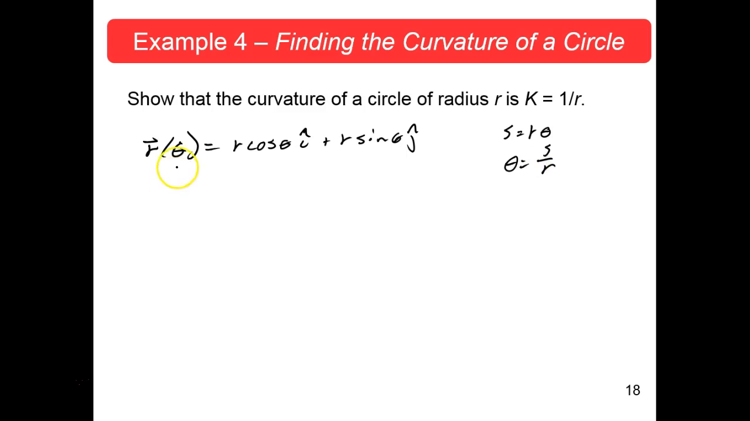So then you can express R. Now, remember, this R is a constant. In this problem, R is not a variable, it's a constant. S is changing with theta, but R is a fixed constant.